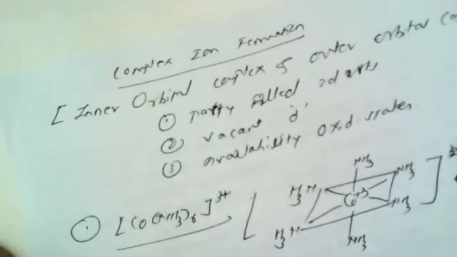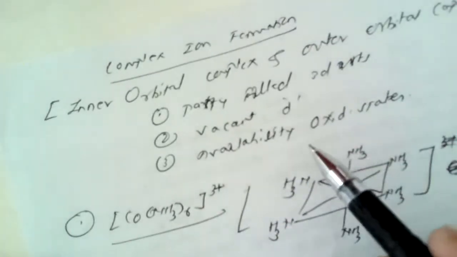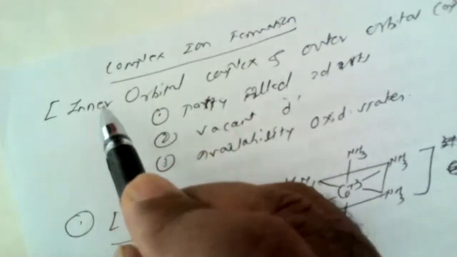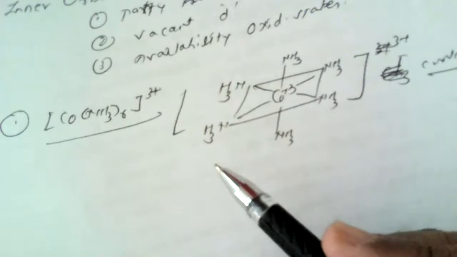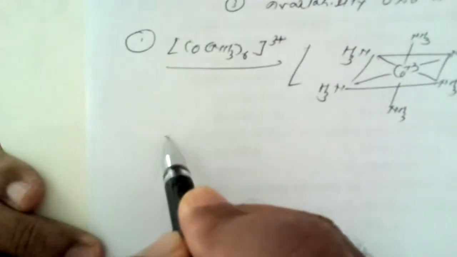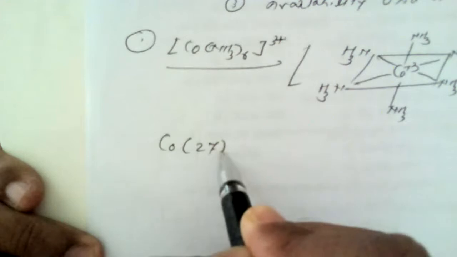So we have to categorize whether this complex is an inner orbital octahedral complex or an outer orbital octahedral complex. To arrive at this, one should know the electronic configuration of this cobalt. See this cobalt, you have to write side by side.